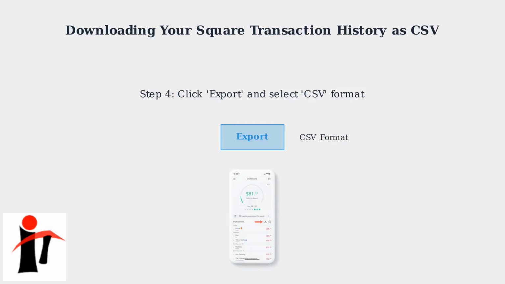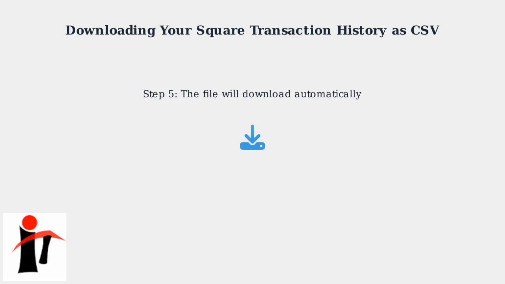Choose CSV as the export format to download your transaction data in a spreadsheet-compatible file. After selecting CSV, the file will download to your device. Save it in a location where you can easily find it for opening in spreadsheet software.